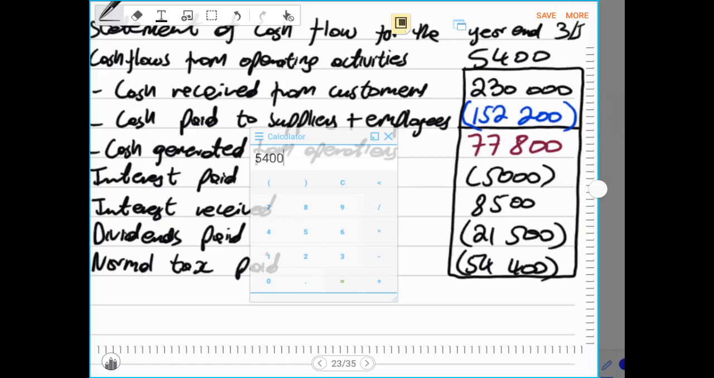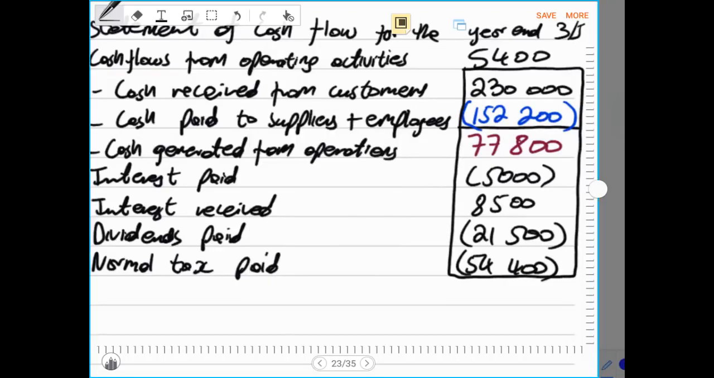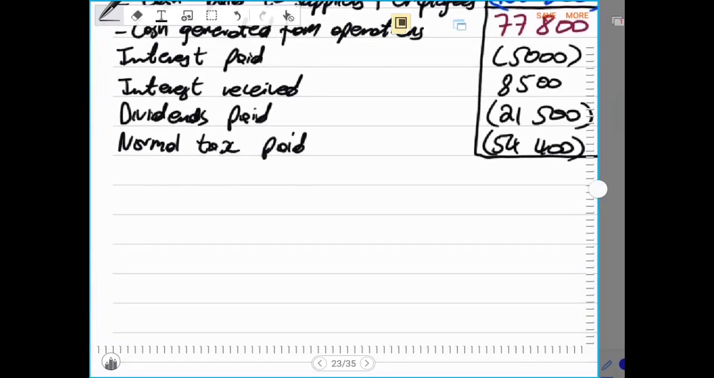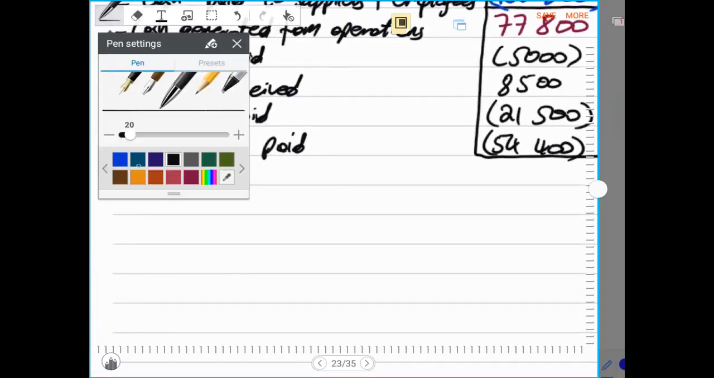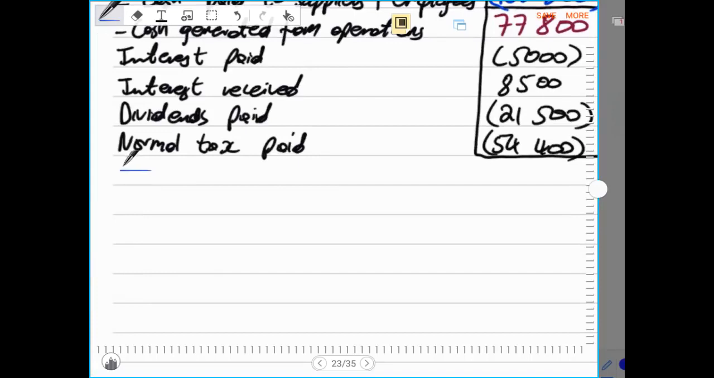Take note of the signs. Signs are very crucial when it comes to the topic of cash flow. It will be positive 5,400 rands. Then we go to the next part of cash flow, which is cash flow from investing activities.